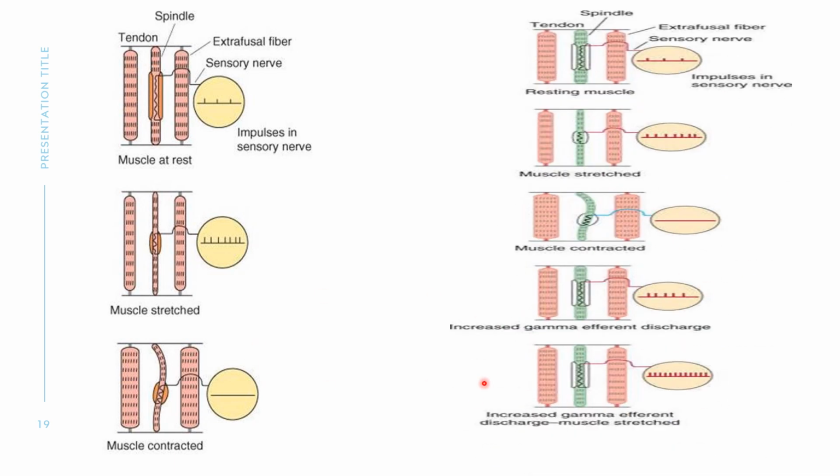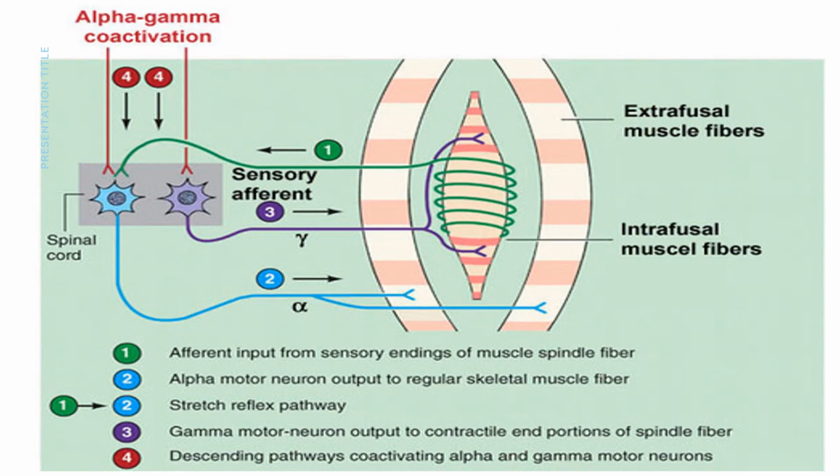In this picture too, we can see the same phenomenon. But if alpha gamma co-activation happens, then the story will be different. From this figure, we can have an idea of what alpha gamma co-activation is. When a muscle is contracting due to the stimulation of the alpha motor fibers and the two ends are coming closer, this part of the intrafusal fiber is lax now.